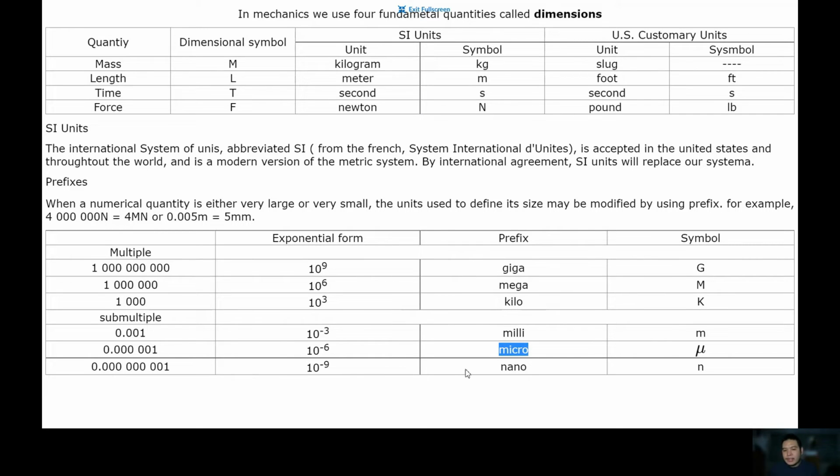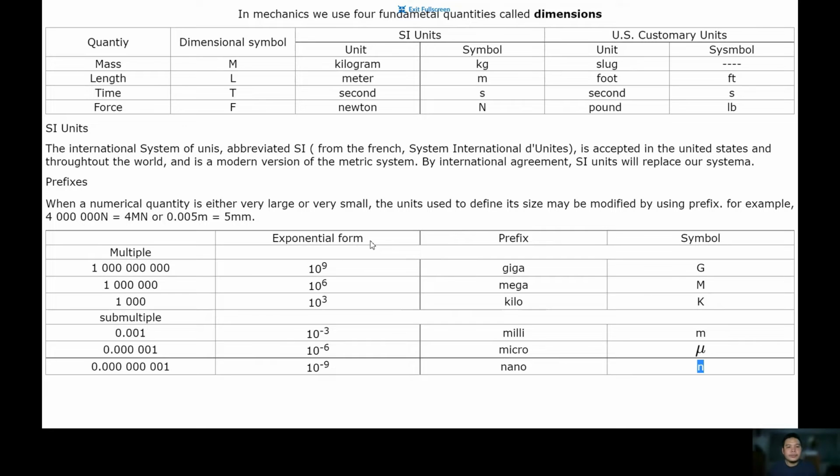Nano is a little bit smaller than micro. So kindly familiarize yourself with their symbols. Giga as capital G, mega as capital M, kilo as small k. So milli, small m, micro, mu, nano, small n.